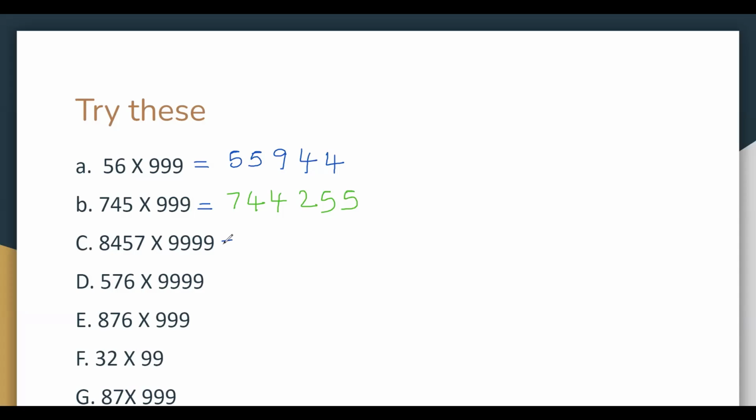8,457 minus 1. We are going to get 8,456. Now 9 minus 8 is 1. 9 minus 4 is 5. 9 minus 5 is 4. And 9 minus 6 is 3. So this is your answer. So you can just directly write it.